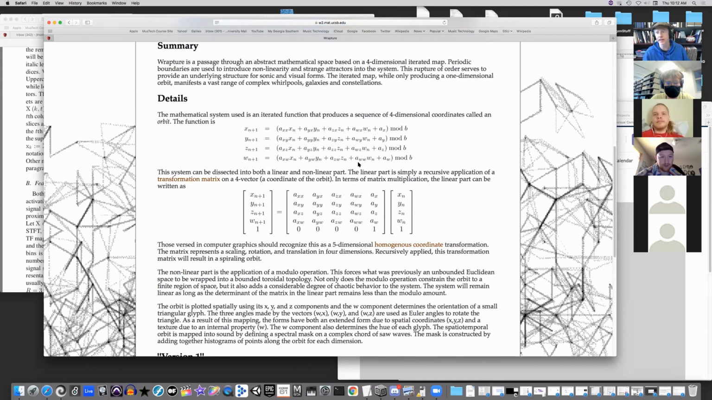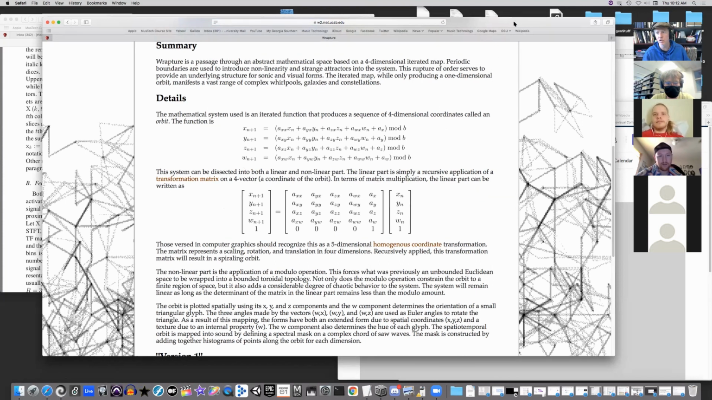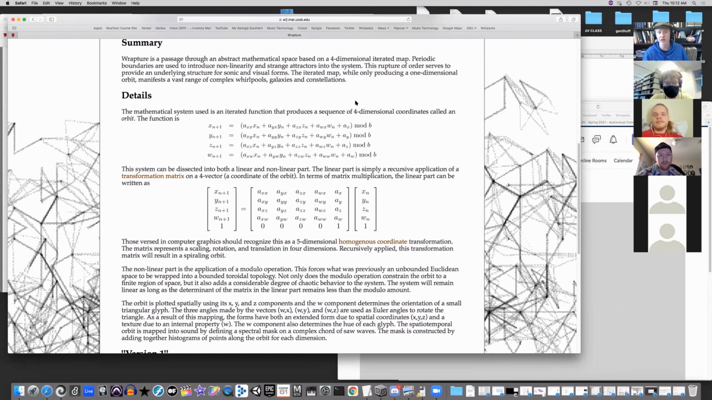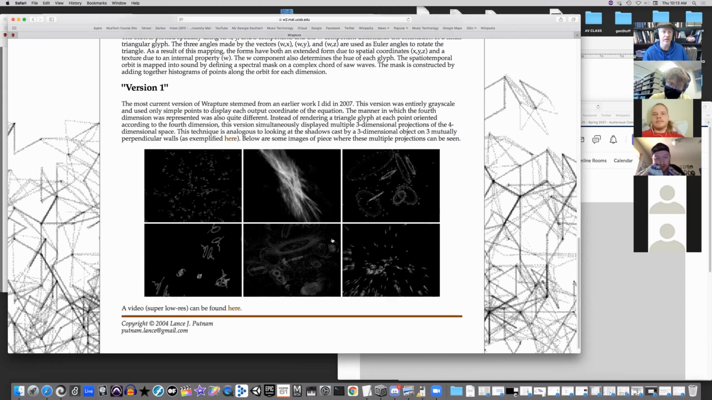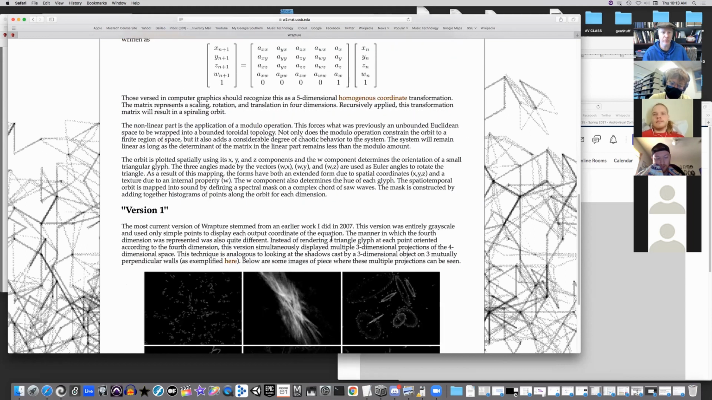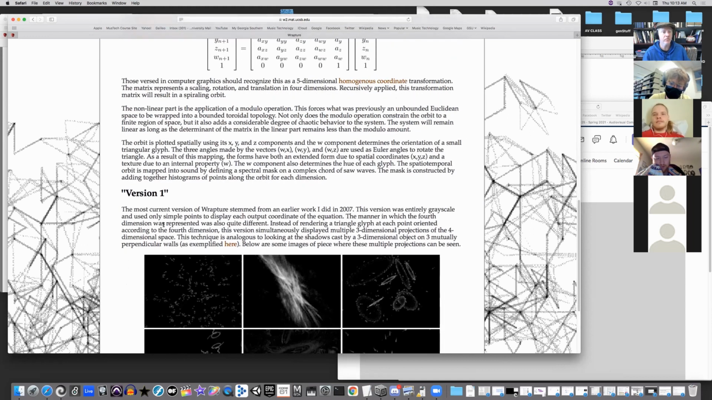So this is basically a visualization and sonification of a mathematical function. So an iterated function. And the function is actually quite simple. But the results are very interesting. As he says, the iterated map, while only producing a one-dimensional orbit, manifests a vast range of complex whirlpools, galaxies, and constellations. And so this sort of work that we're looking at, let's read about it here.